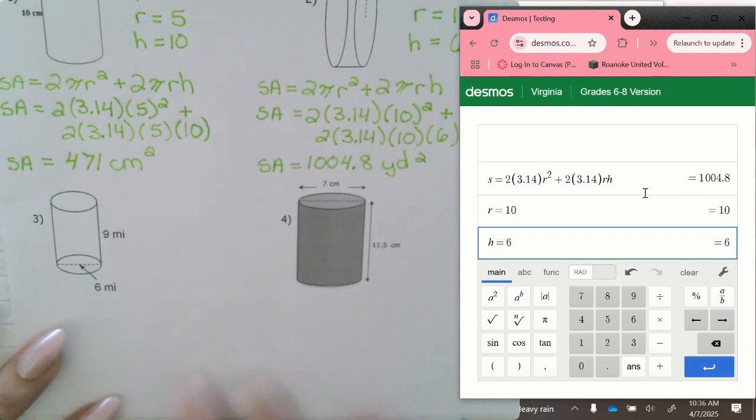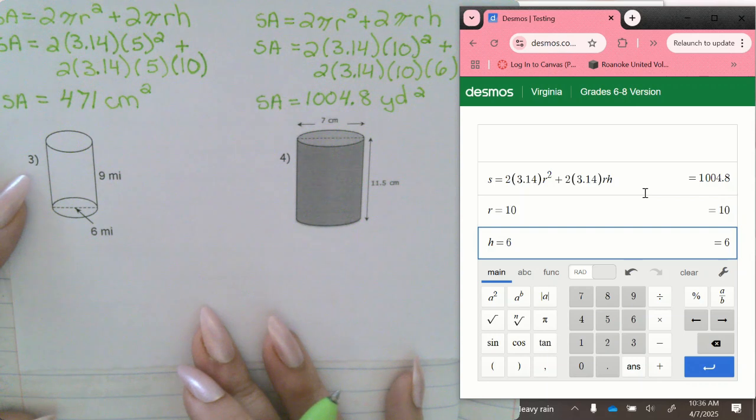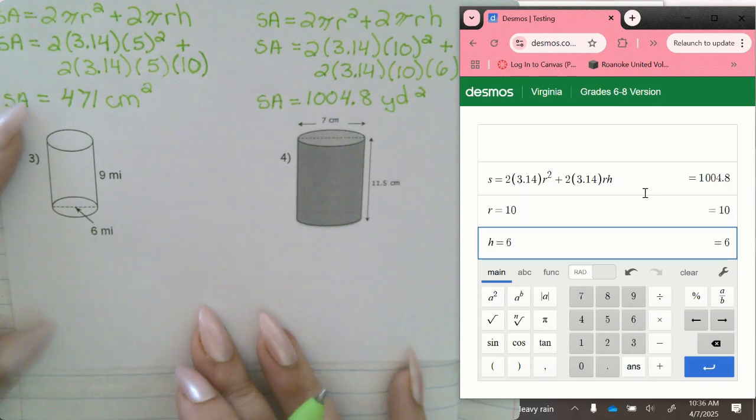Okay. Moving on to my 2 on the bottom. What do you notice immediately is different about these two? They give you the diameter of the circles instead of the radius. So we're going to have that extra step to calculate the radius.